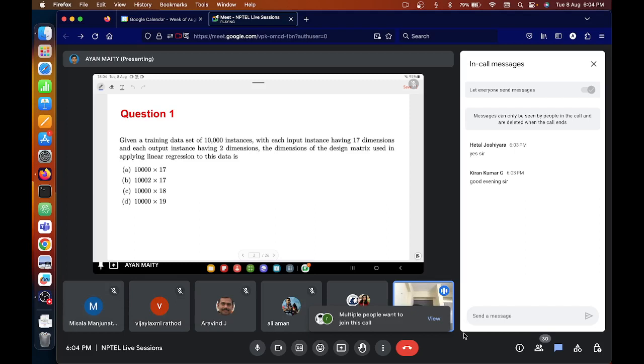So what will be the dimensions of the design matrix that will be used in linear regression on this training data set, which has 10,000 instances and 17 dimensions in each input instance and 2 dimensions in each output instance? So you can write your answers in the chat.